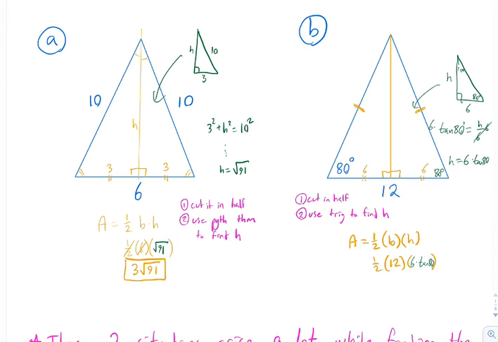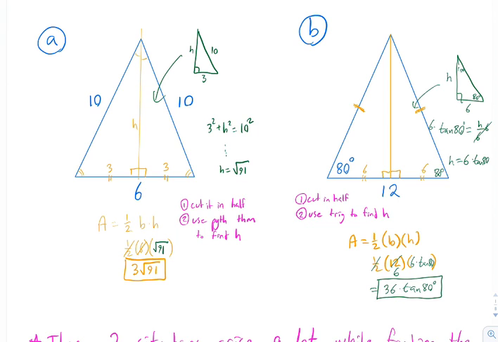And now if it asks for an exact answer, we could just simplify that, or you could plug it into a calculator and get an approximate answer. So 1/2 of 12 is 6, and then 6 times 6, this would be 36 times the tangent of 80 degrees. And again, you could plug that into a calculator to figure out an approximate value.